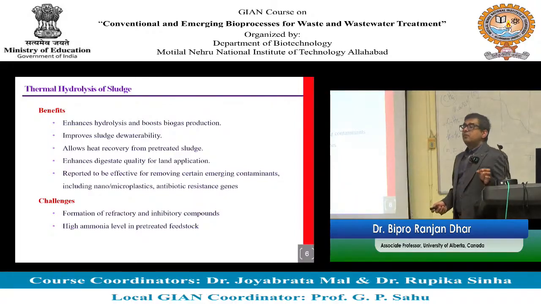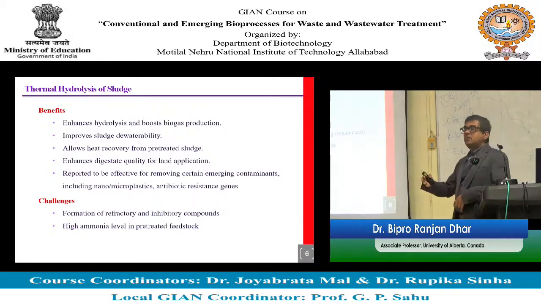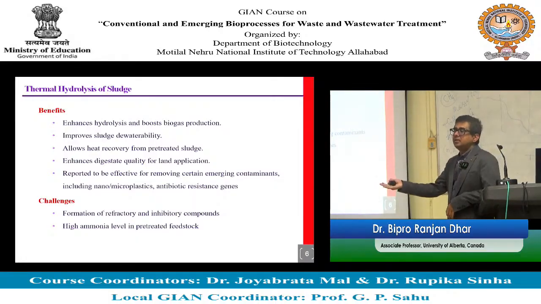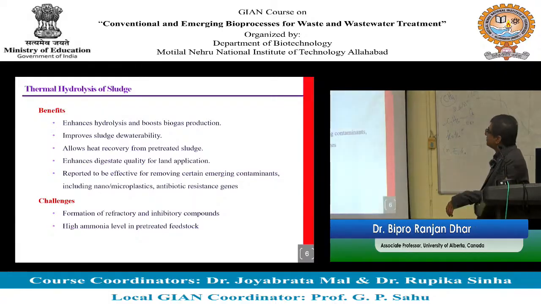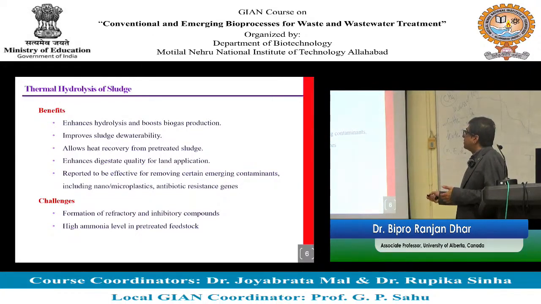Typically, if you go for mesophilic digestion, the digested quality is not good enough in most cases for direct land application. So you have to do some further stabilization process, like composting, and then you can use it as a biofertilizer. But if you use the thermal hydrolysis process, you can possibly use the digestate directly for land application. And a recent report also found that some emerging contaminants like nano and microplastics and antibiotic resistance genes can be removed using the thermal hydrolysis process.